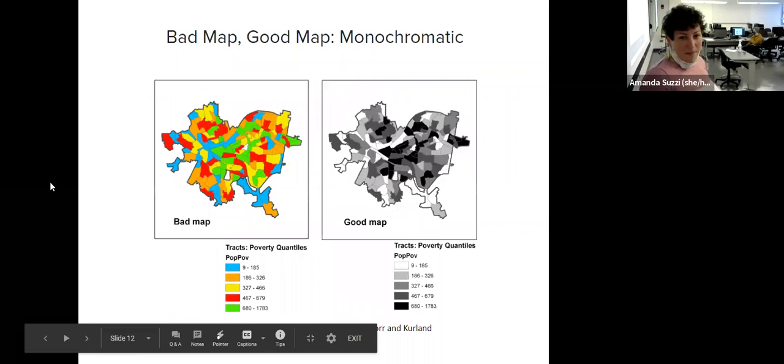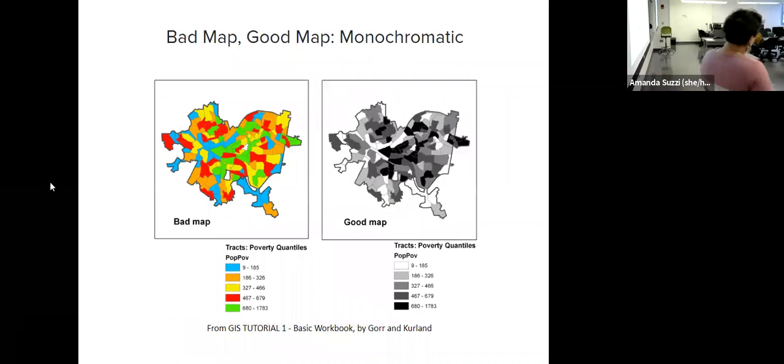So let's do good map, bad map with this one. Oh wow. Which one's the good map? Well, actually, it tells you. All right. The colorful one's the bad map. The monochromatic one is the good map.